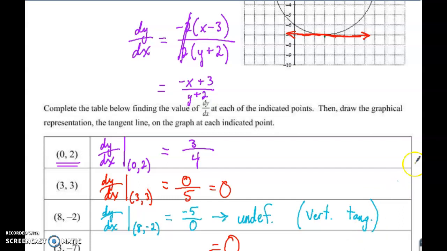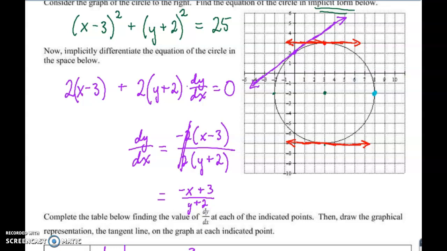The only reason I hesitate is you might have a problem down the road where you're dividing by 0, which just means the derivative does not exist. But in a circle problem like this, that's your clue that it's a vertical tangent line. And some of you might be thinking that. Yeah, that's a vertical tangent line there.